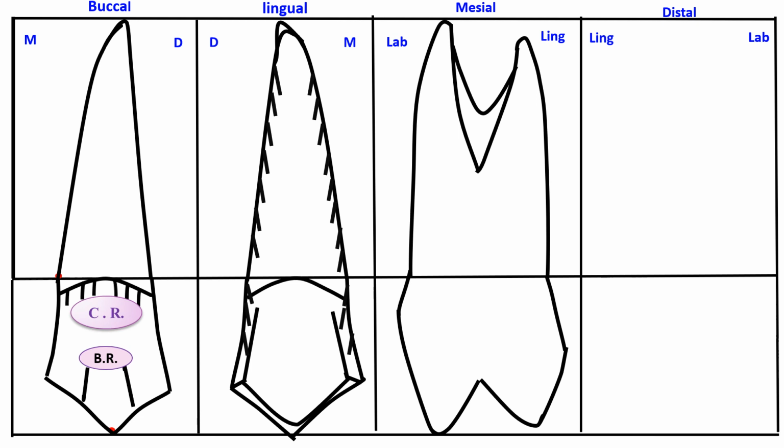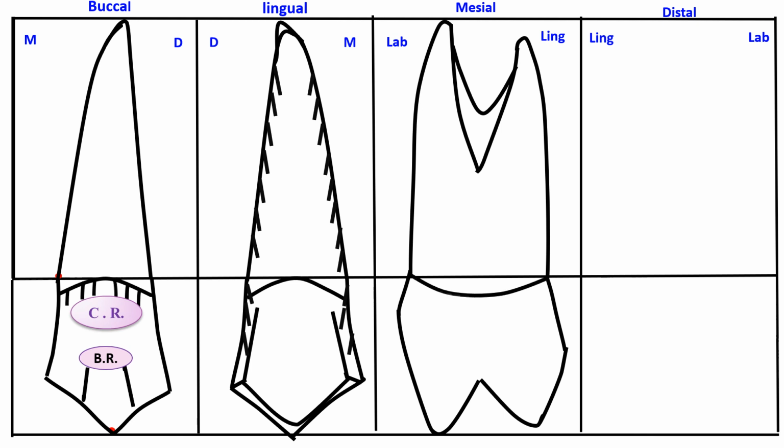Now let's see the mesial aspect. As you all can see in your empty outline, you will see from this aspect the buccal and the lingual cusps, and you also can see the buccal and the lingual roots. The lingual cusp is shorter than the buccal cusp. Also, the lingual root is shorter than the buccal root.